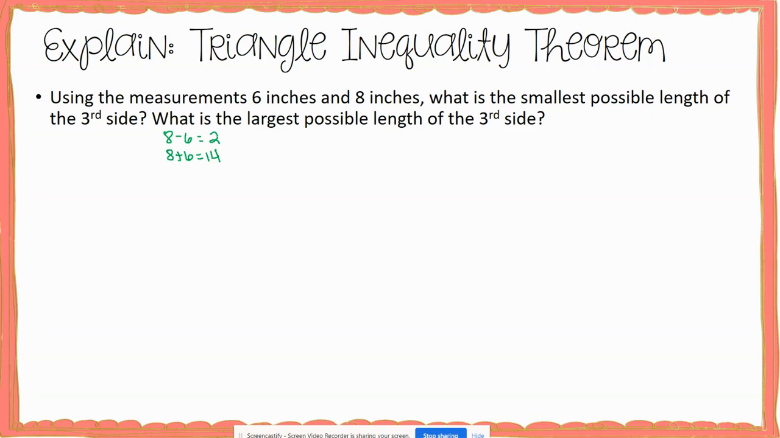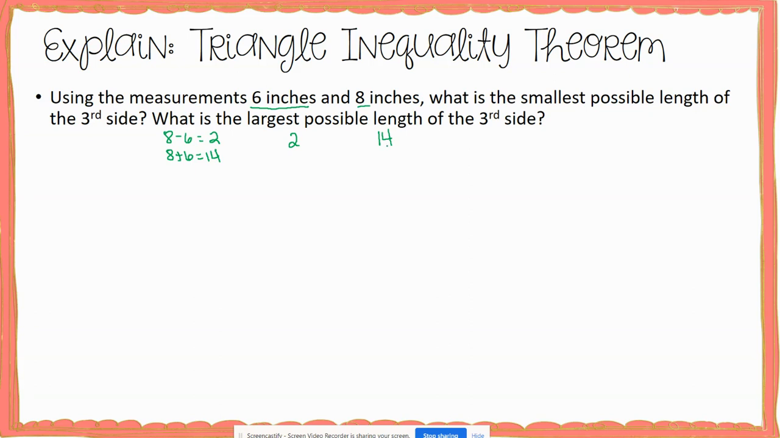Now you have to think about this. If I did 2 plus 6, that would give me 8, which would not be a triangle. And if I did 8 plus 6, that would give me 14, which again would not be a triangle, because in neither of those cases were those lengths greater than the third side. What this means is that I would end up with a third side that was larger than 2, but smaller than 14. So 2.1 could be a side length, because 2.1 plus 6 is greater than 8.